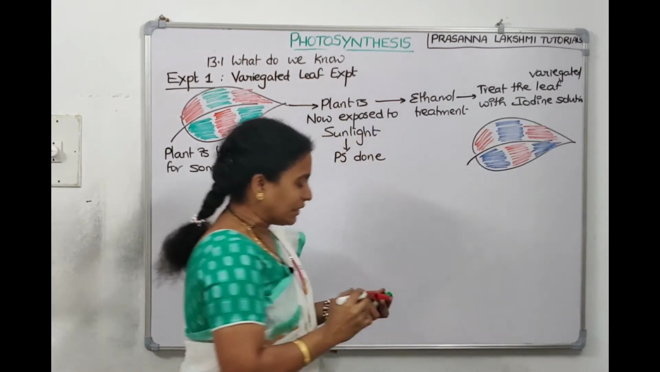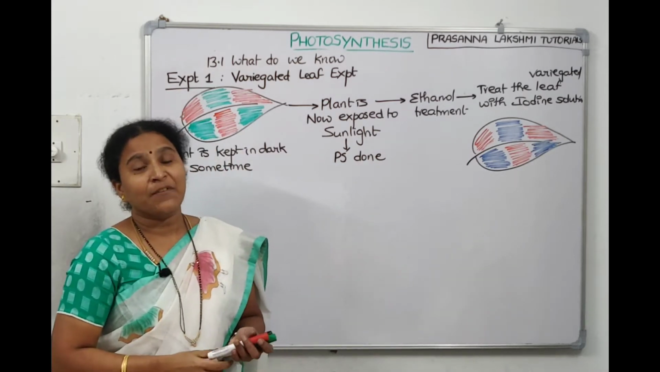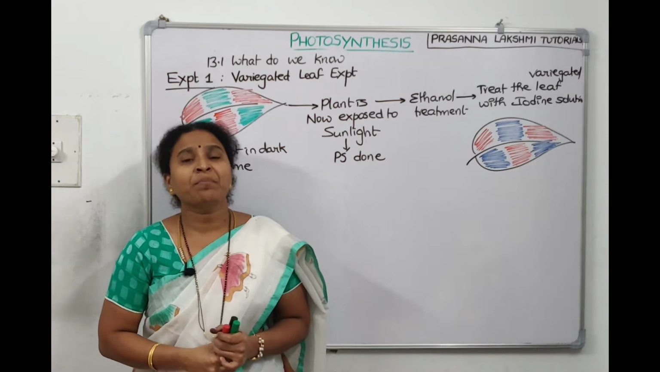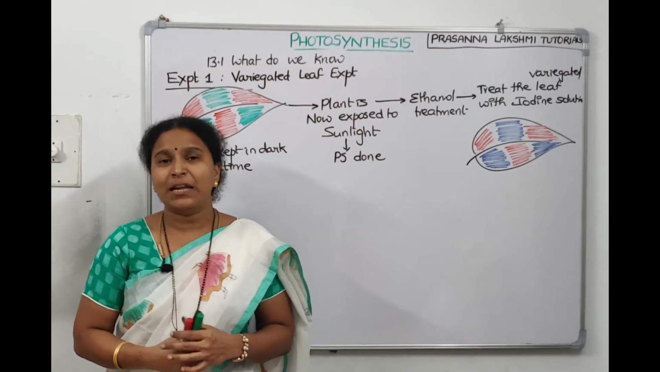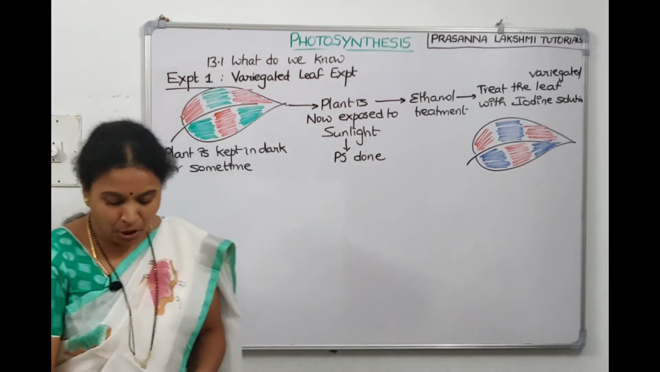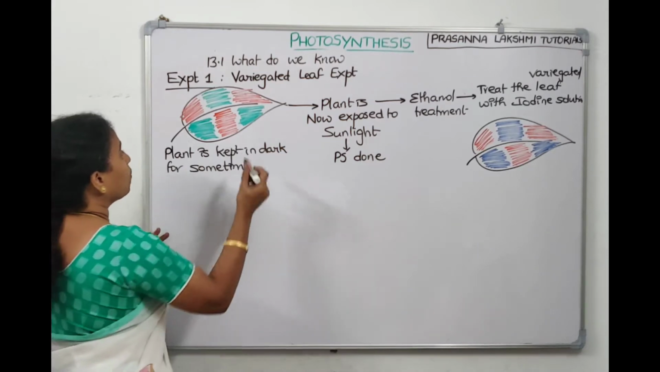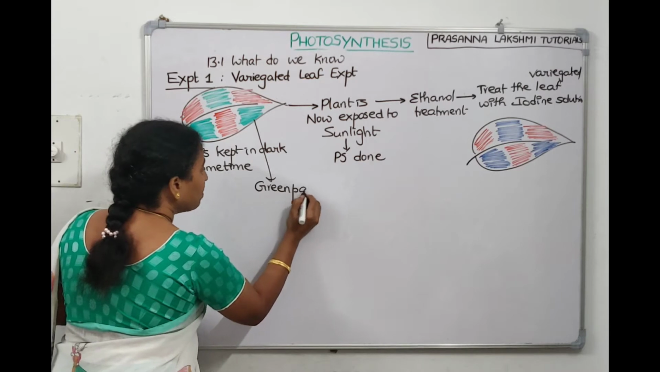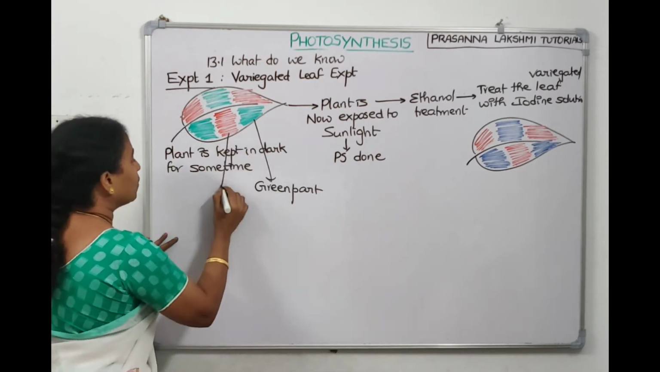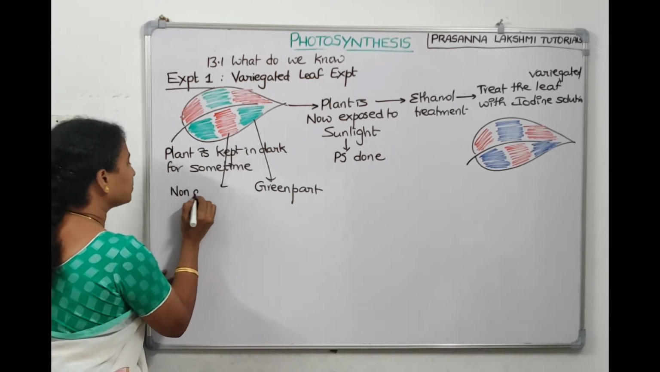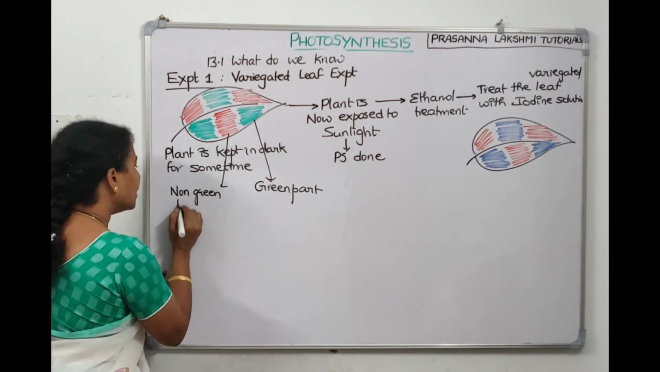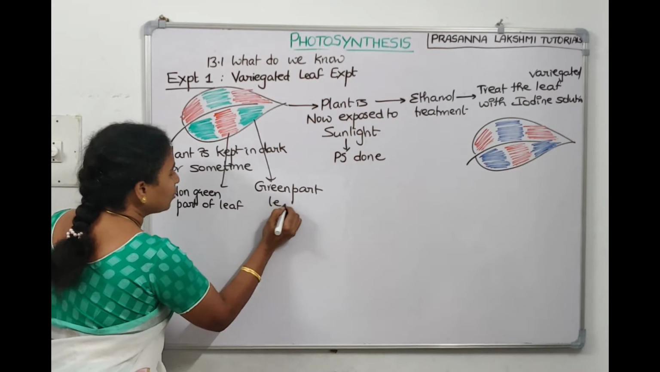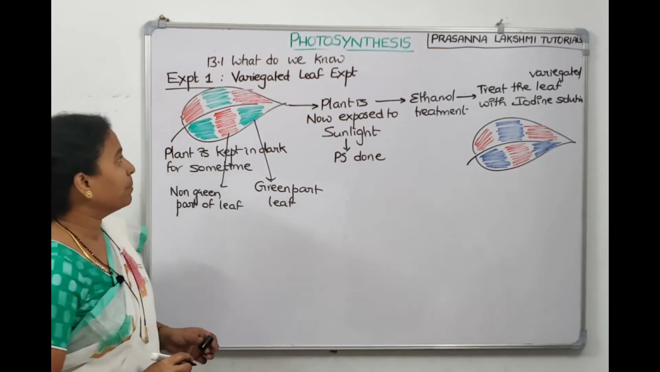They will be as it is. Now this variegated leaf experiment, what does it tell? Tell me, what is the variegated leaf experiment? We have taken a croton type of leaf in which green colored and non-green colored portions are there. So what is this, children? This is the green part of the leaf. And what is this? This is the non-green part of the leaf.